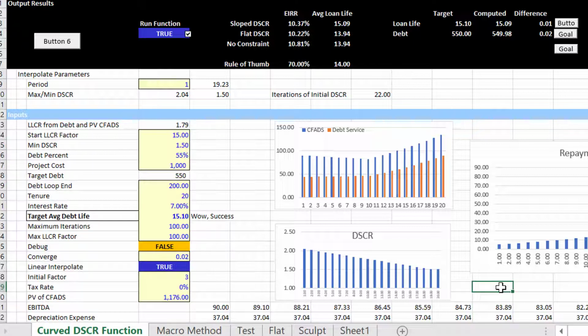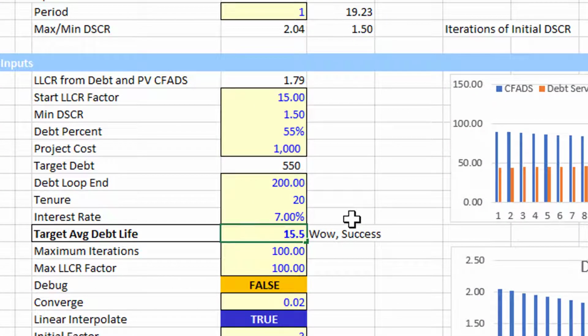Now, the technical issues in getting this right are difficult, and I'm not going through those. I'm just going to show you how it works. Let's say I put in a 15.5 year debt life, because the tenor, where was the tenor? The tenor was 20 years. So debt life has to be less than the tenor. It says, yeah, we got a success. I had to put wow here.